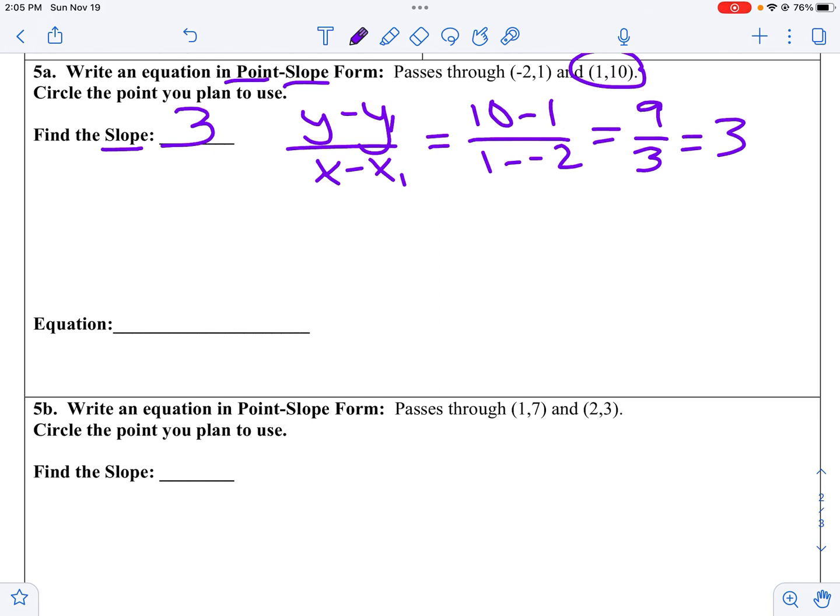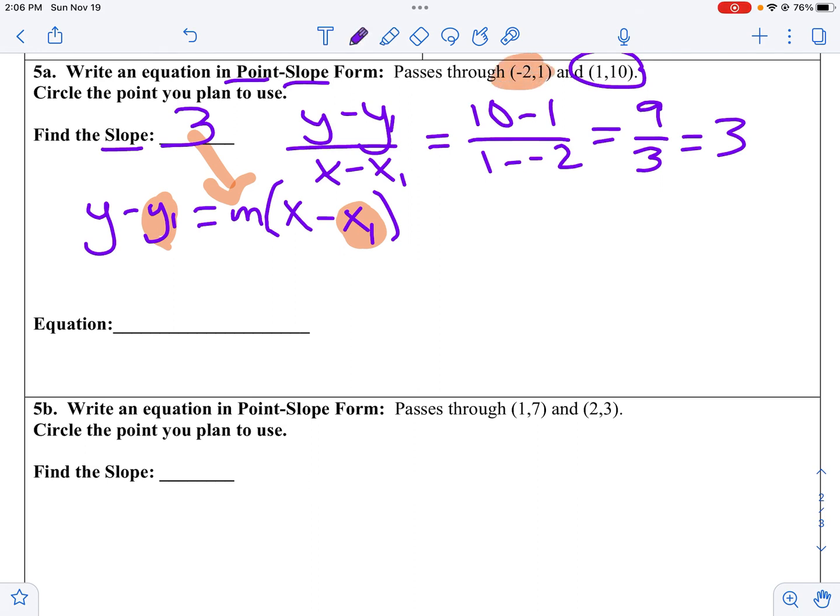What I like about this is I have 2 points to choose from, so I actually have a choice. I'm going to go ahead and choose negative 2 and 1. So point slope, remember, is y minus y1 is equal to m, and then parentheses x minus x1. So if you remember that, these are the things that we are substituting in, and then clearly the 3 goes in place of that m.